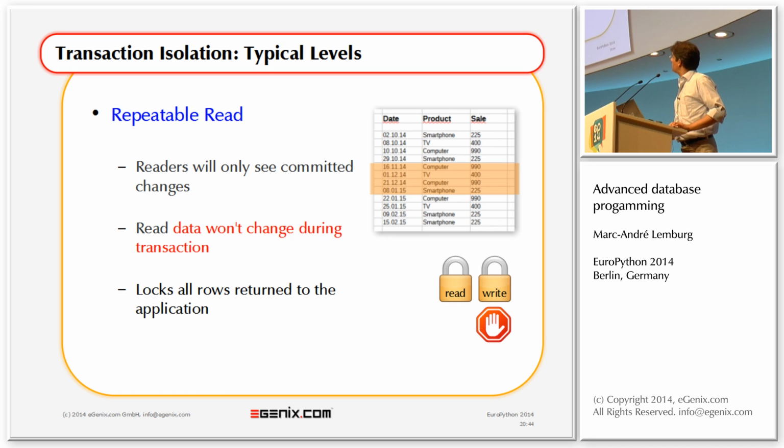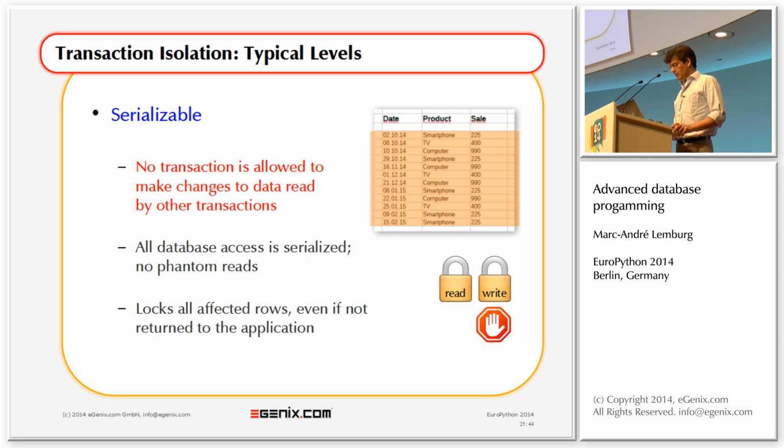Then the next level is repeatable read. This basically says that your data won't change in the transaction. So everything that was returned to your application by the database is guaranteed to stay the same throughout the whole transaction. And this, of course, requires more locks on the database. So you put locks on everything that you pass back to the application.